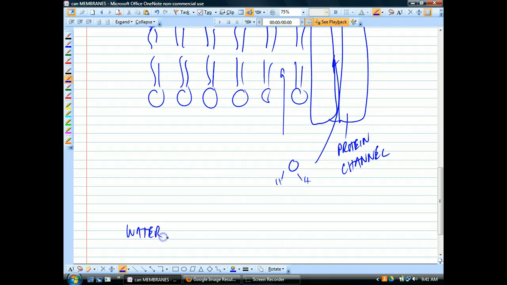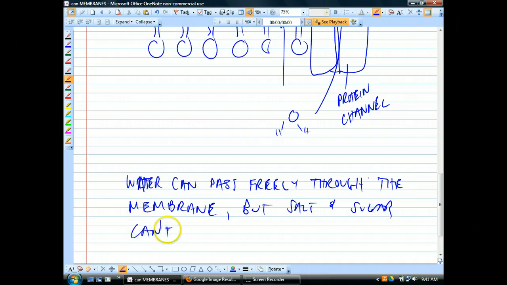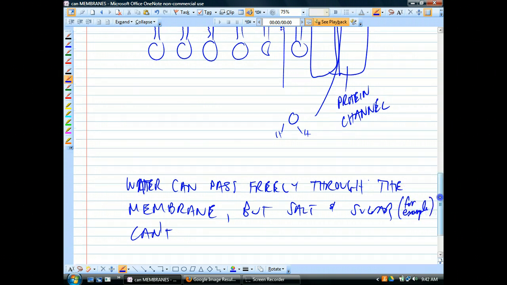Water can pass freely through the membrane, but salt and sugar can't, among other things. So I'm just saying salt and sugar plus lots of other stuff. That's for example. Can't.